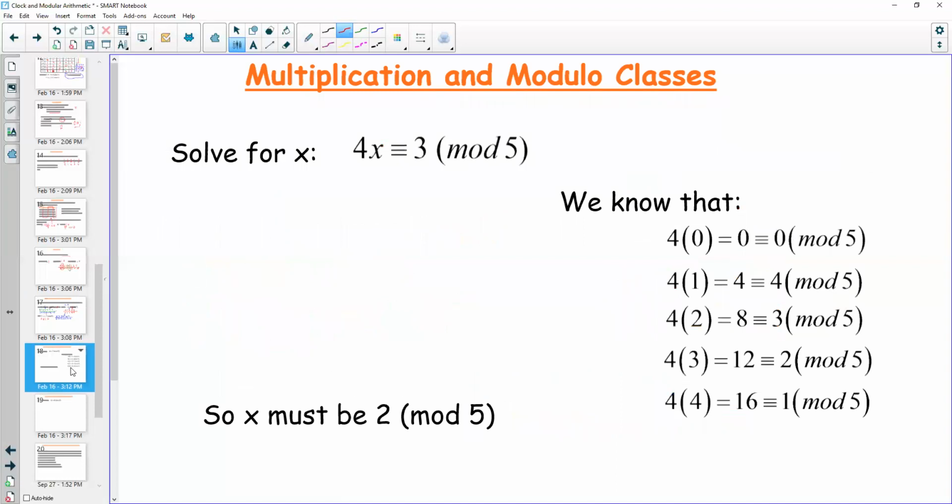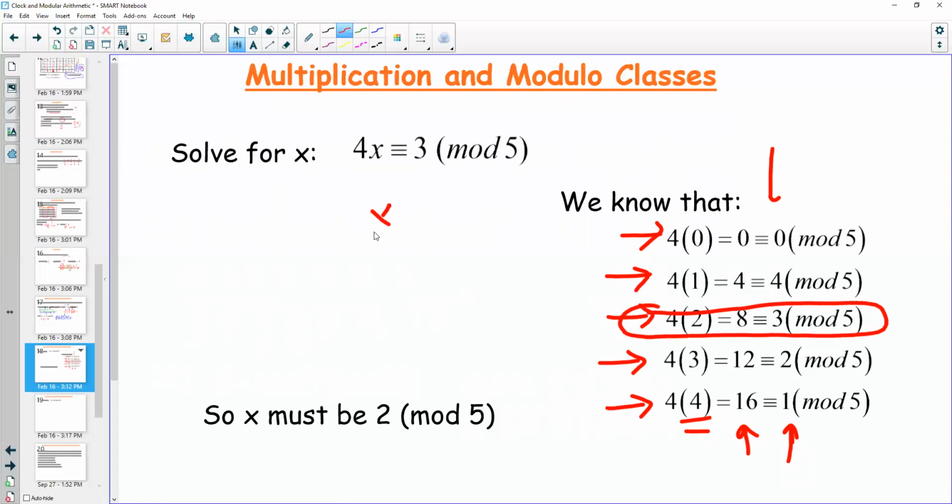All right. We can solve for x in multiplication too. So what we do is we do some multiplication, we do some practice up through the number of digits we have, basically. I can do 4 times 0, 4 times 1, 4 times 2, 4 times 3, 4 times 4. I find those numbers and their equivalencies, and then I figure out what x has got to be. So 4 times something makes 3. What is the thing on this list that makes 3? It's that. So x has got to be 2 in mod 5.